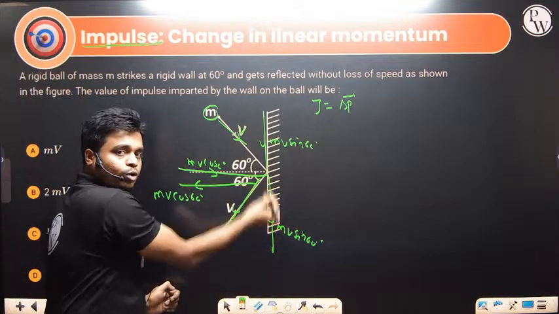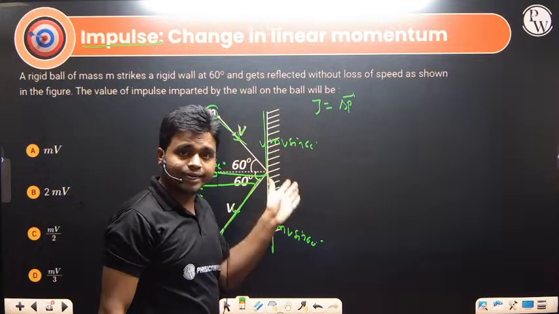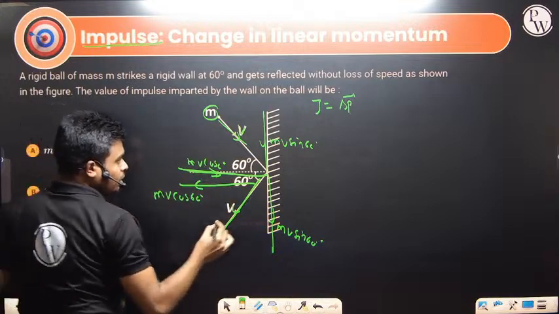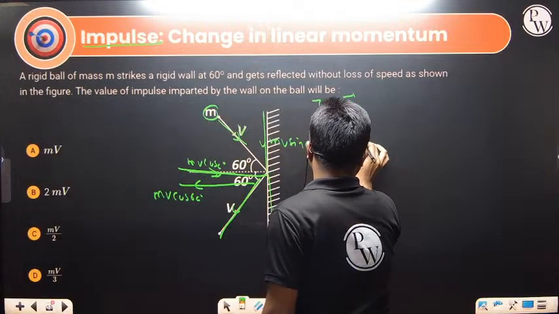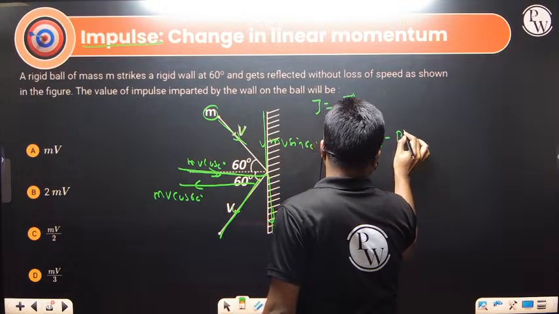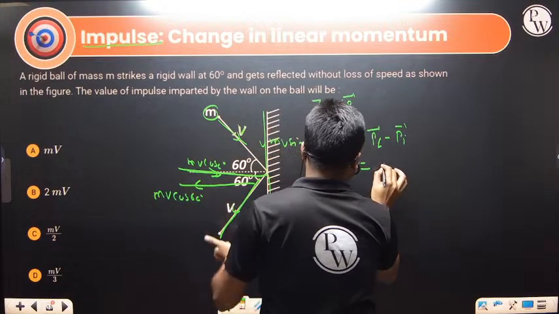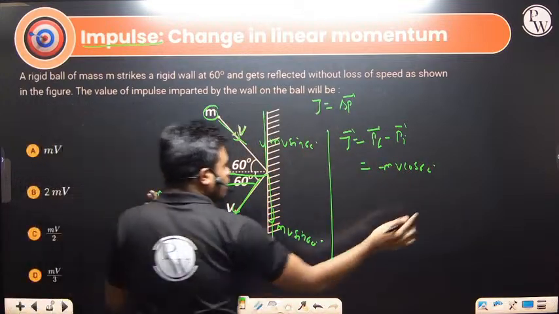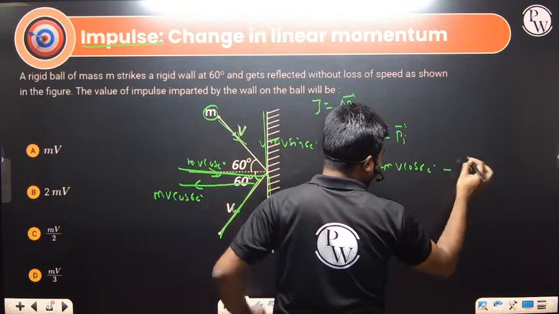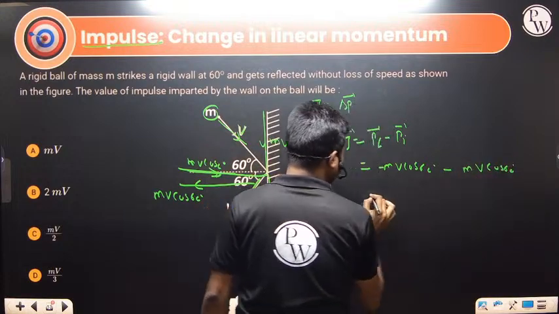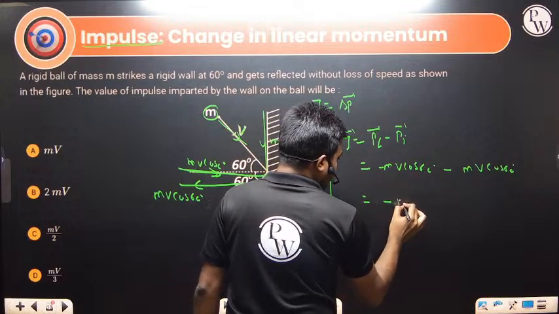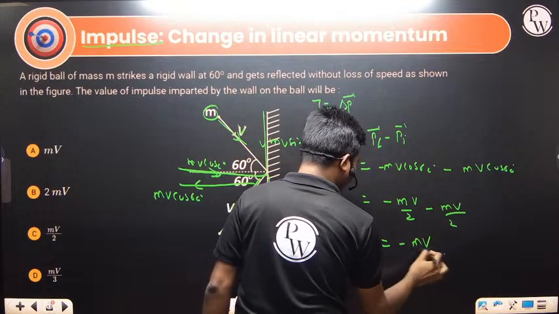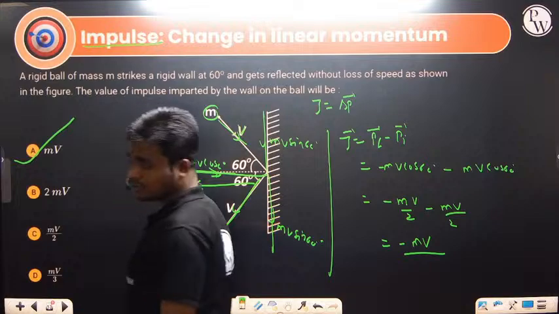One component along the wall is not changing because there is no force acting on this side, and one component along this side, that is mv cos 60. Again this side mv cos 60. So what is change in momentum? The final momentum minus initial momentum. The final momentum is mv cos 60. I am writing minus because it is moving towards left side, minus initial momentum, that is mv cos 60. So this is minus mv by 2 minus mv by 2. Answer is minus mv. And if they are asking magnitude, we can directly put this option A. Clear?